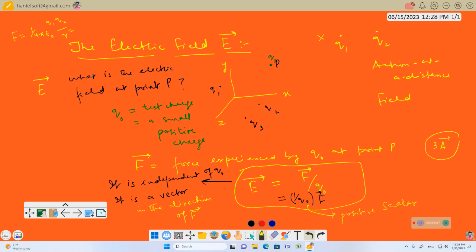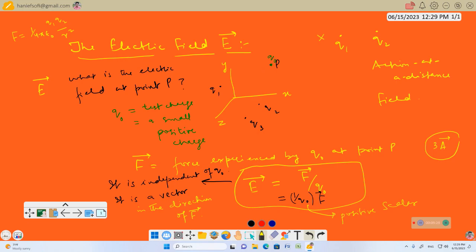Electric field is a vector at a point in the direction of F. But F is the force experienced by a test charge. So whenever you are interested in finding the direction of electric field at a point, you have to think that if I take a test charge to that point, what is the direction of the force experienced by it? That is the direction of the electric field at that point, right?